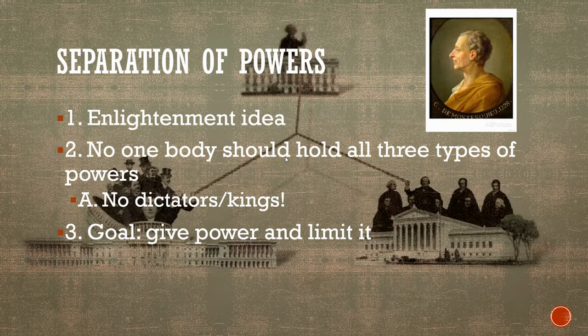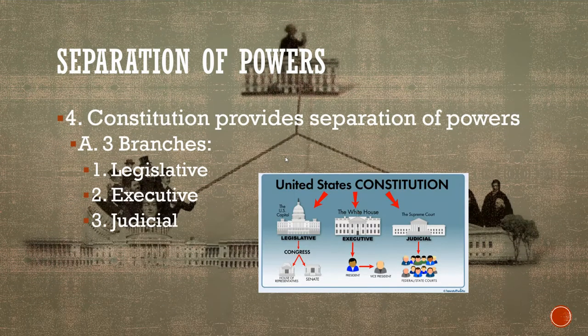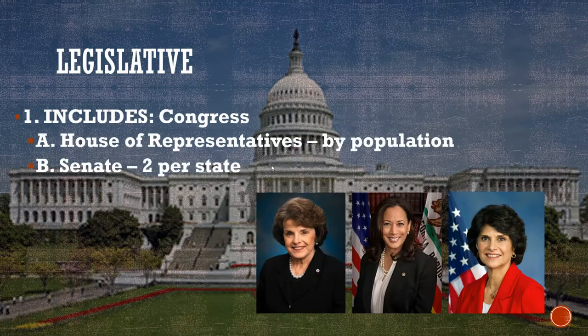So let's talk about what those three branches of government are. In Article 1 of the Constitution, the legislative branch is set up. Article 2, the executive branch, and Article 3, the judicial branch. The legislative branch includes Congress, and Congress is made up of two houses. And what are those two houses?